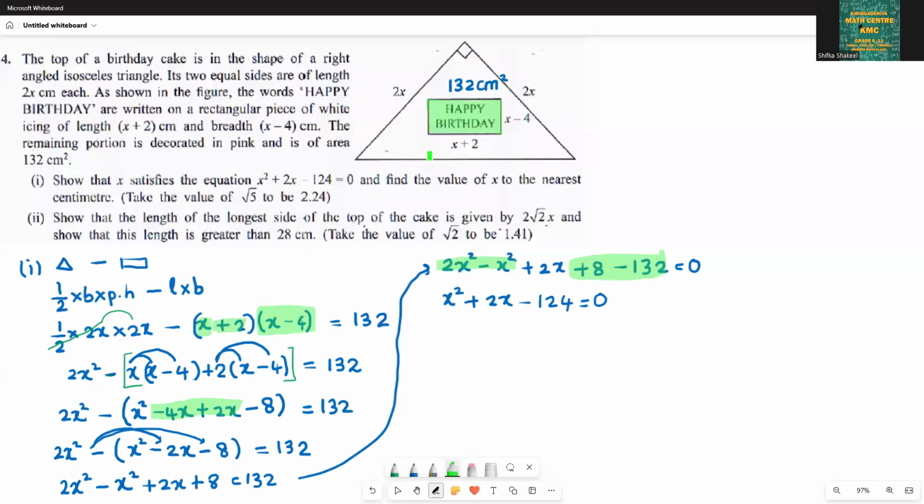So we compare this equation: x squared plus 2x minus 124 equals 0. We got this quadratic equation. So find the value of x to the nearest centimeter.